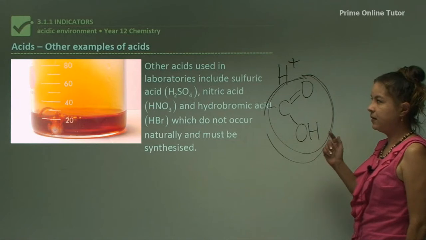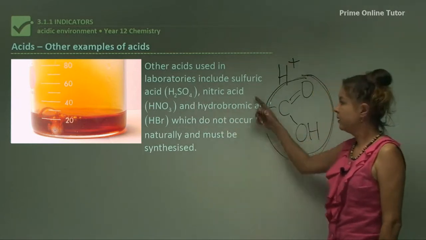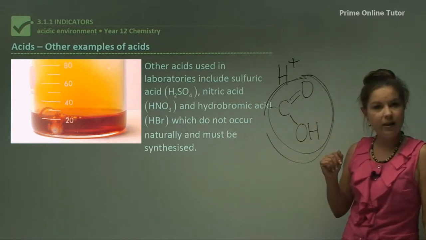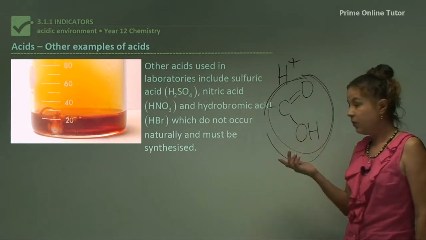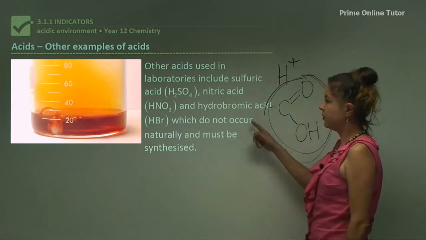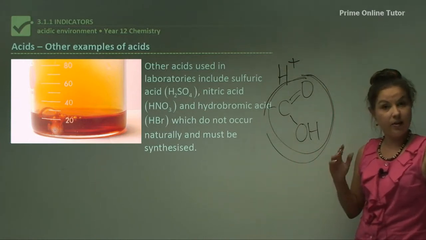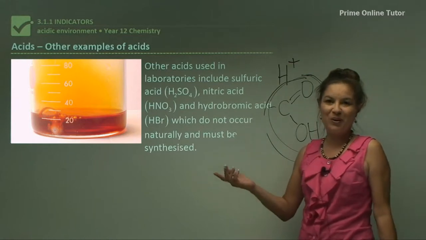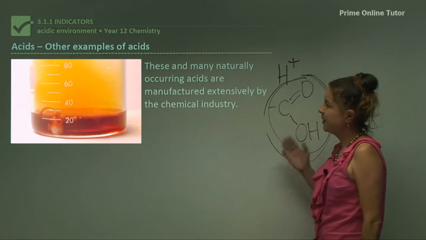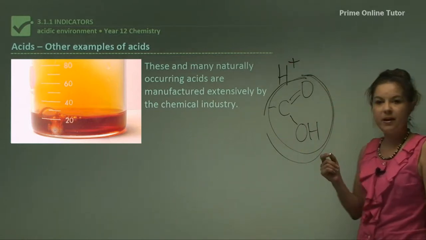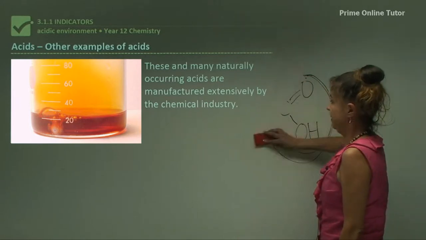And other acids used in laboratories include sulfuric acid, H2SO4, nitric acid, which you can see in that picture there. That's nitric acid, and the brown gas is nitrous oxide coming off, which I'll talk about in the next few tutorials. And hydrobromic acid, which don't occur naturally. They're actually synthesized in a laboratory for laboratories. And they're very strong acids too. So these and many naturally occurring acids are manufactured extensively by the chemical industry for various reasons.